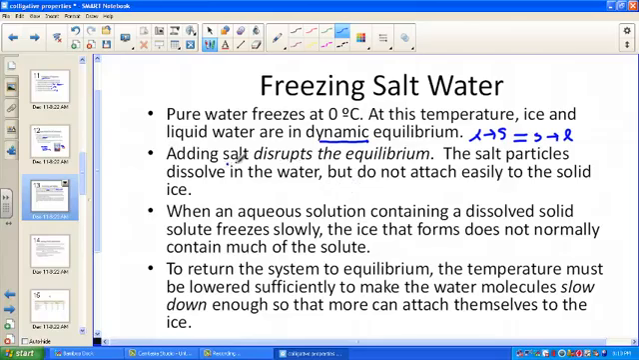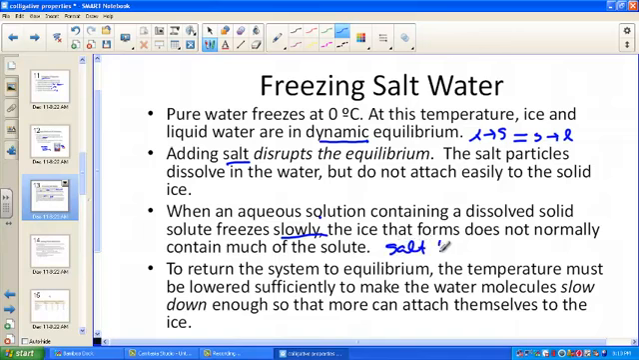If I add a solute, such as salt or sugar, into the water, it begins to disrupt this equilibrium. Those salt particles, as they begin to dissolve in the water, start to interrupt the hydrogen bonding, the intermolecular attractions between the water. That disruption of equilibrium prevents them from freezing. So a solution that contains dissolved solid freezes very slowly. And the ice that forms doesn't normally contain as much solute. The salt gets left out because it's disrupting the hydrogen bonding.